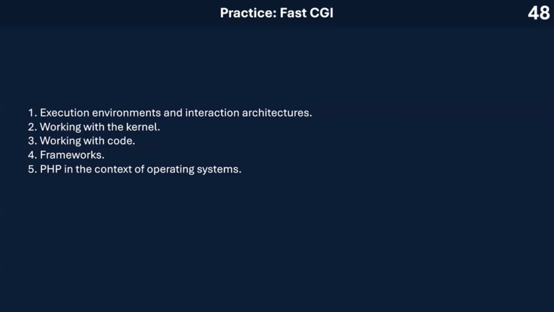The third is working with code. This will cover the basic techniques and patterns for applied tasks, testing and quality control tools, Composer, and the package ecosystem. The fourth is frameworks. Here, you need to understand the big picture, that is, what it is and why it is needed, and be able to apply it in practice, for example, Laravel as a special case. The fifth is PHP in the context of the operating system. The main topics here will be processes, sockets, system calls, the file system, and the input-output system.